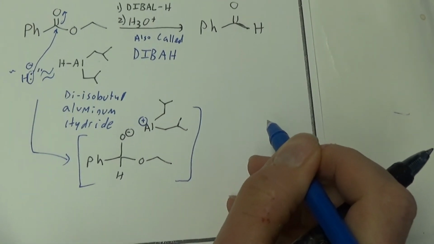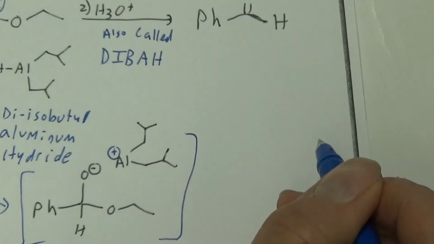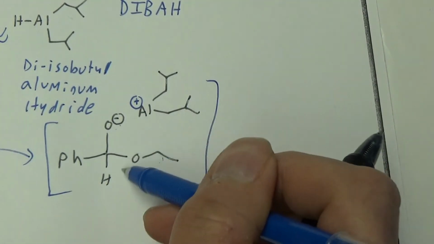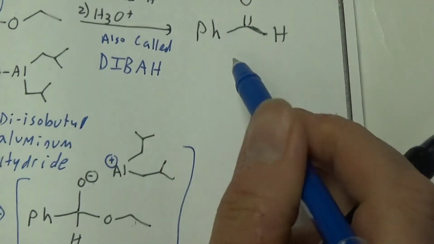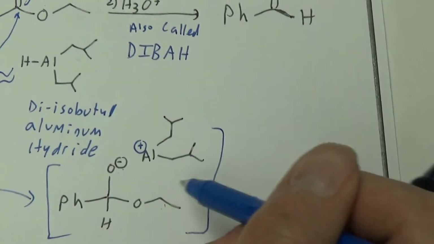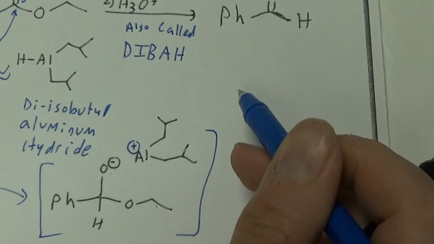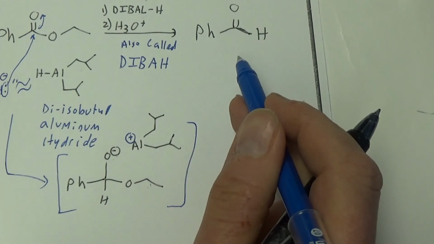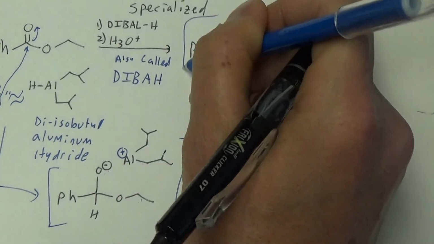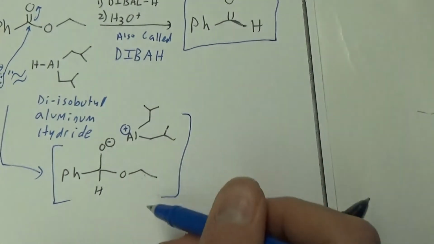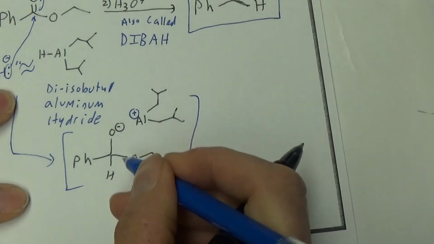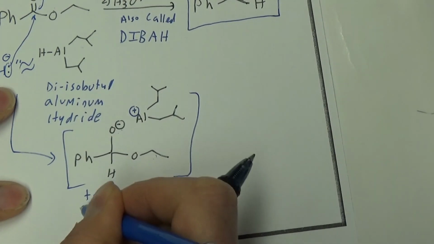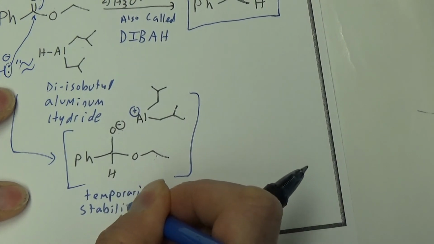Now normally what would happen at this point, you've got your O minus, you've got a leaving group, and the O minus might swing down and kick off the leaving group, right? Make the aldehyde, and then it gets reduced again potentially, because aldehydes are so reactive. That's usually what happens. But there's something special about this one.